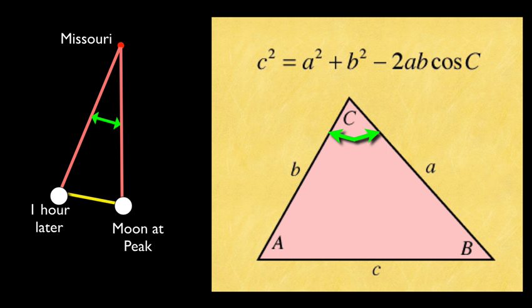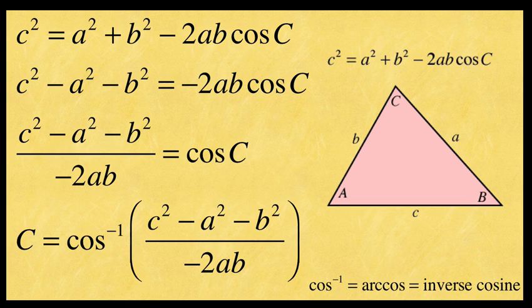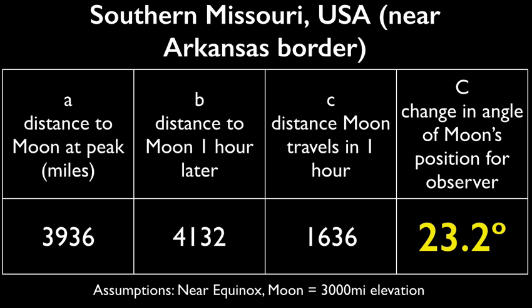This gives us three sides of a triangle, and using the law of cosines, we can calculate the angle shown in green. This will be the angle that an observer in Missouri will see the moon move in the sky in 1 hour after its peak. We're interested in the angle for our Missouri observer, so we can rearrange the law of cosines to solve for capital C. Plugging in lowercase a, b, and c, we find the angle to be 23.2 degrees.